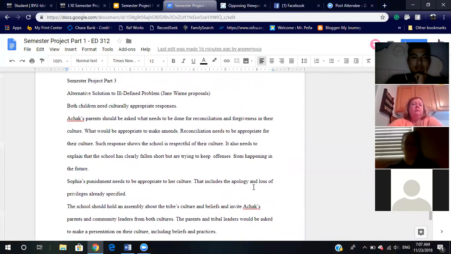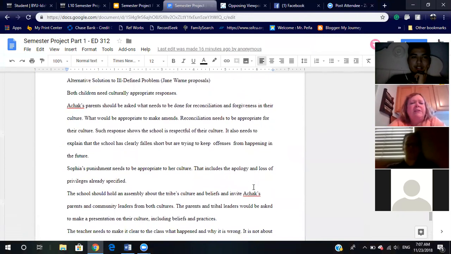So it'd be both children need culturally appropriate responses. So yeah, my son said, you're mixing two cultures. You need to respond to the two different parties with appropriate cultural responses for them. They're going to be different. So go ahead, just if you want to just read it. Yeah, of course. It says HX parents should be asked what needs to be done for reconciliation and forgiveness in their culture, what would be appropriate to make amends. Reconciliation needs to be appropriate for their culture. Such response shows the school is respectful of their culture.